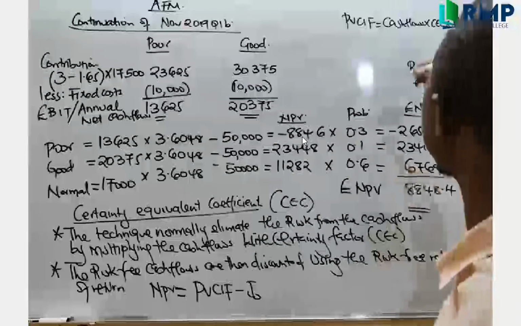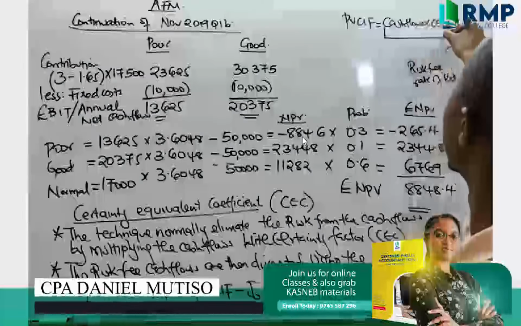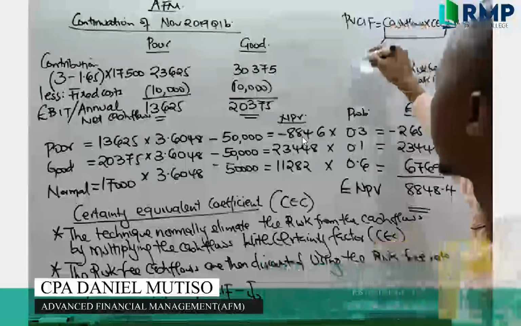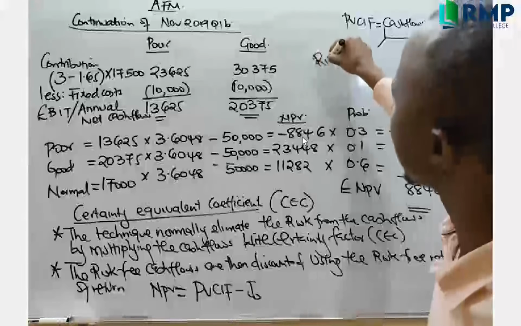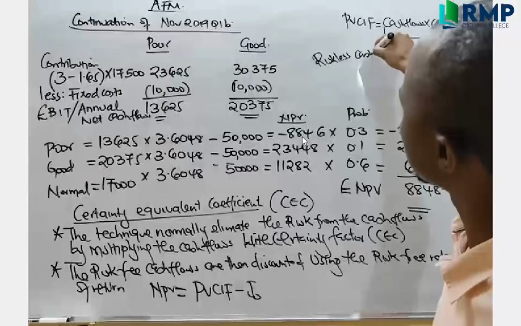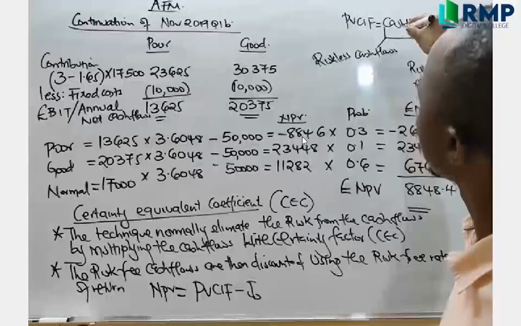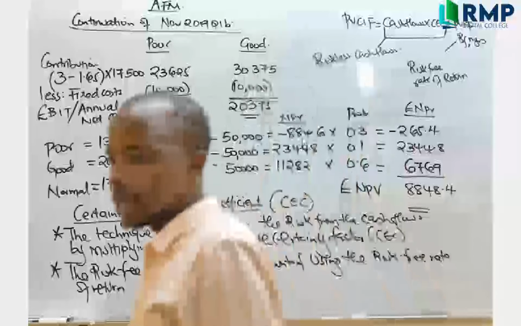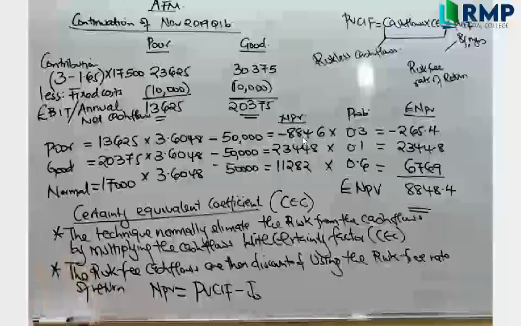Now, what is the meaning of all this? Once you multiply the two, you normally get something called the riskless cash flows. That is how you normally compute this aspect.